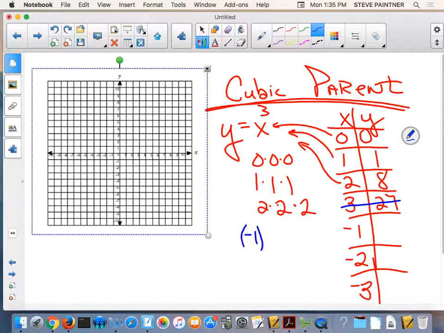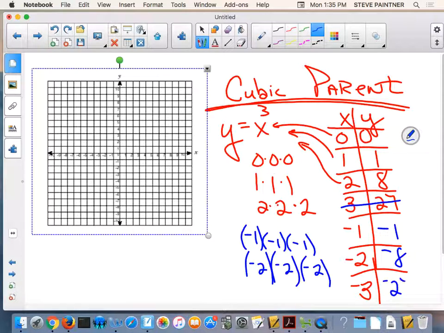Negative 1 times negative 1 times negative 1. Negative 1. 3 negatives. Odd number of negatives makes a negative. Negative 2. Negative 8. You know 2 times 2 times 2 is 8. 3 negatives makes it negative. What's this one? Negative 27. Again, probably won't graph it. Okay? Now let's see what happens when you graph it.